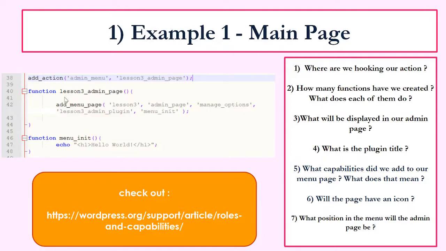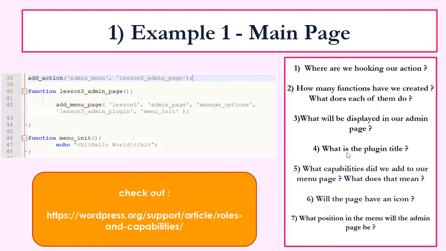Well, this function connects to our hook. So what we're doing is attaching this code into this step in the WordPress process. This will be attached onto the add menu page function. So this is the function that is called when this code runs. What will be displayed in our admin page? Well, if we look at the menu init, this code will be executed when this function runs. So at the moment, we're just going to have hello world on it.